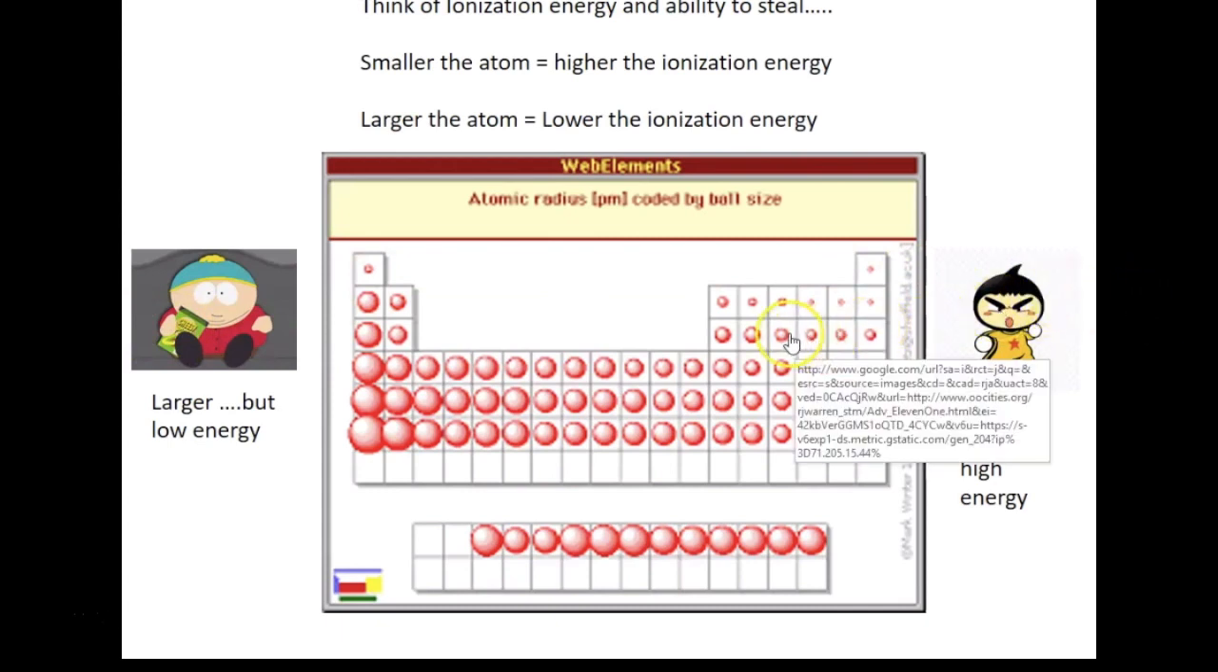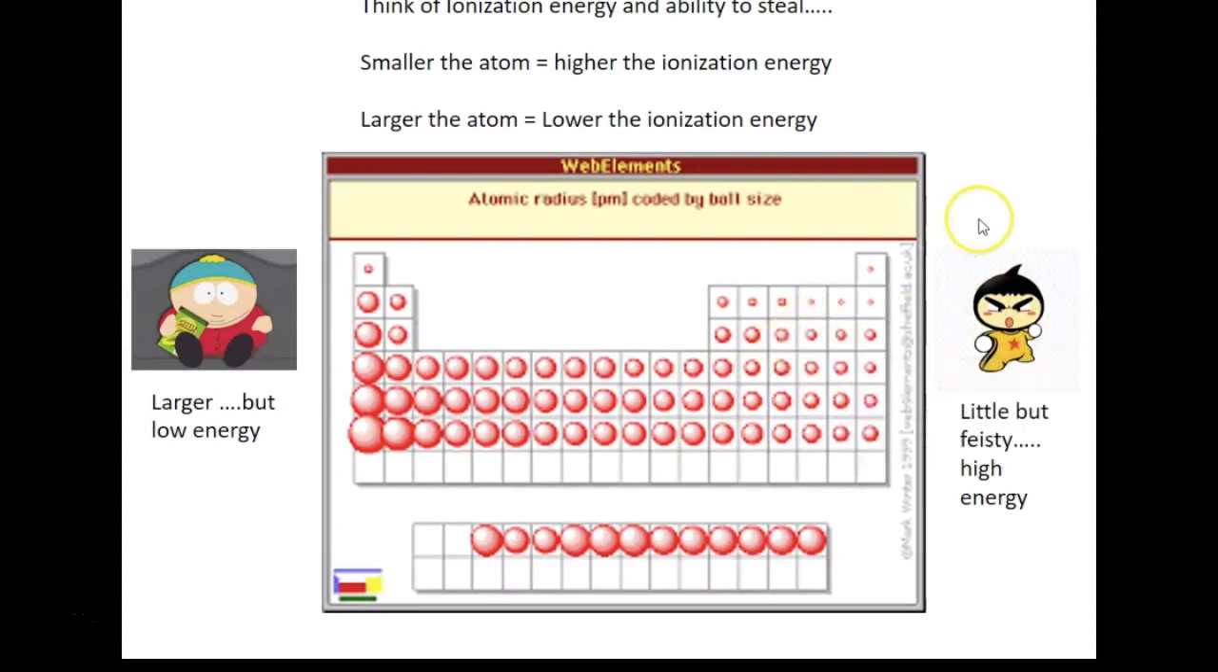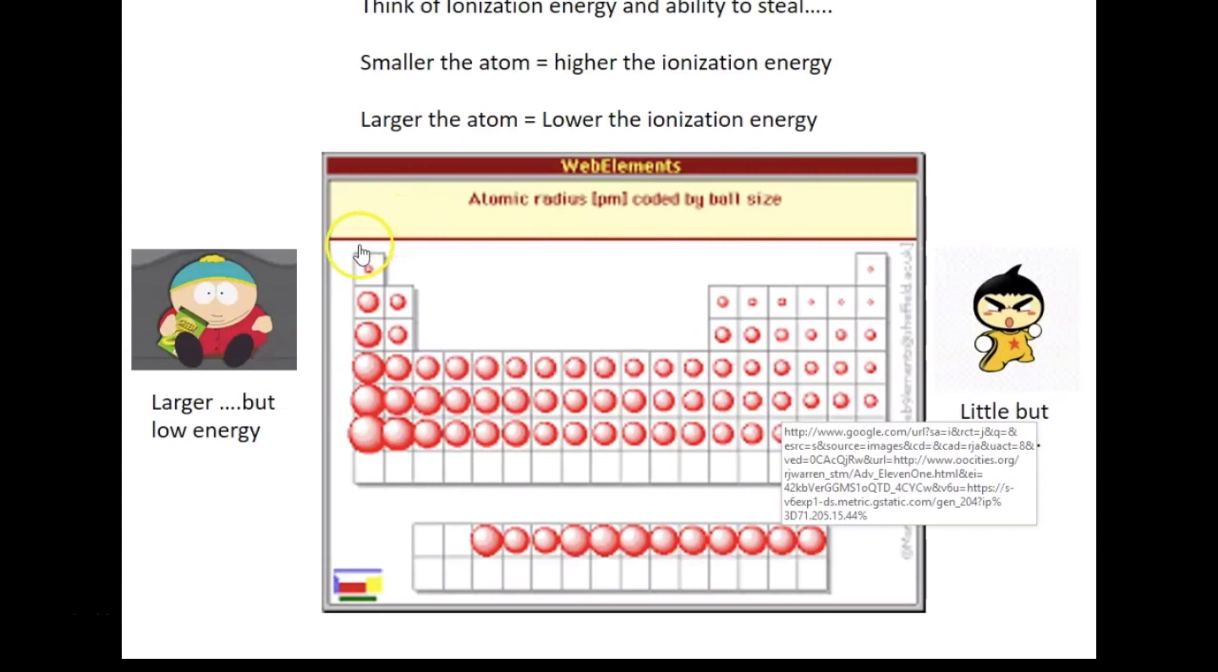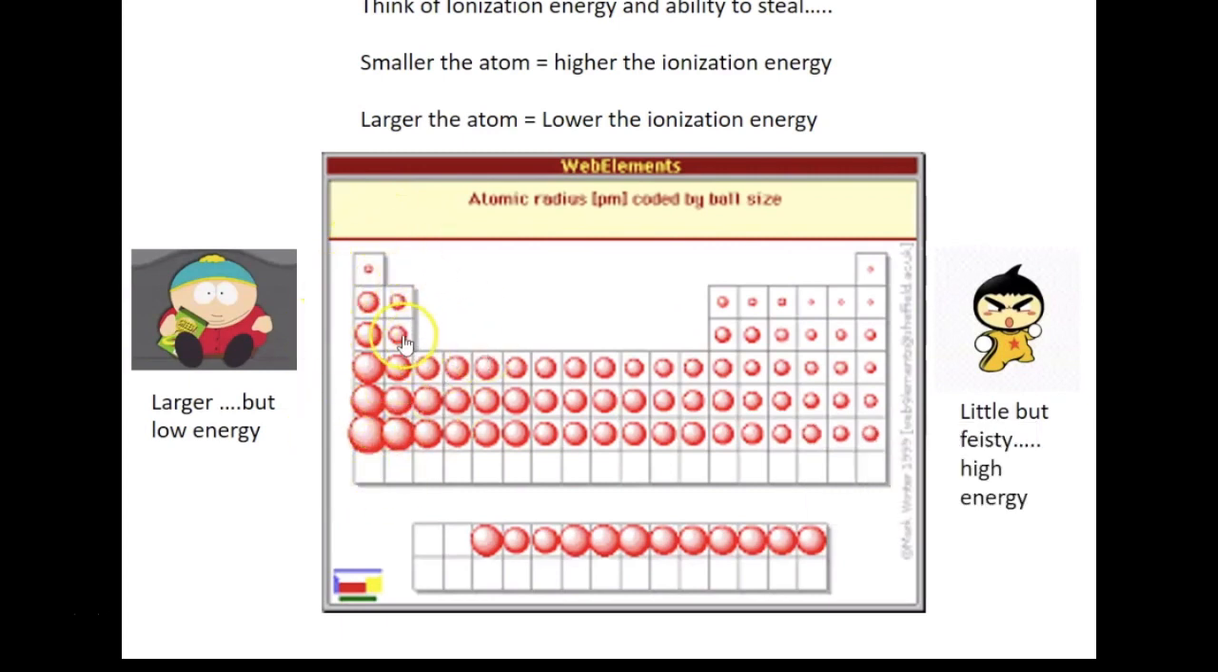But if they're the same size, they're going to have the same feistiness, and they're just going to end up sharing electrons. No one's going to be able to take from the other. So when you look at the periodic table, if you have two things going against each other, if you will, that are different in sizes, they're going to ionically bond. If you have something that is similar in size, they're going to covalently bond.